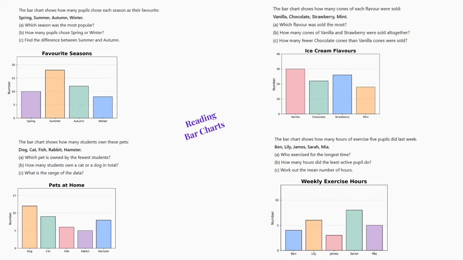We shall begin. The bar chart shows how many pupils choose each season as their favourite. Which season was the most popular? All you've got to look for is your number on the y-axis, and across here is your favourite seasons. So you should actually label it. So here we have it. Summer, because summer has, I would guesstimate, 18. So the answer to A is summer.